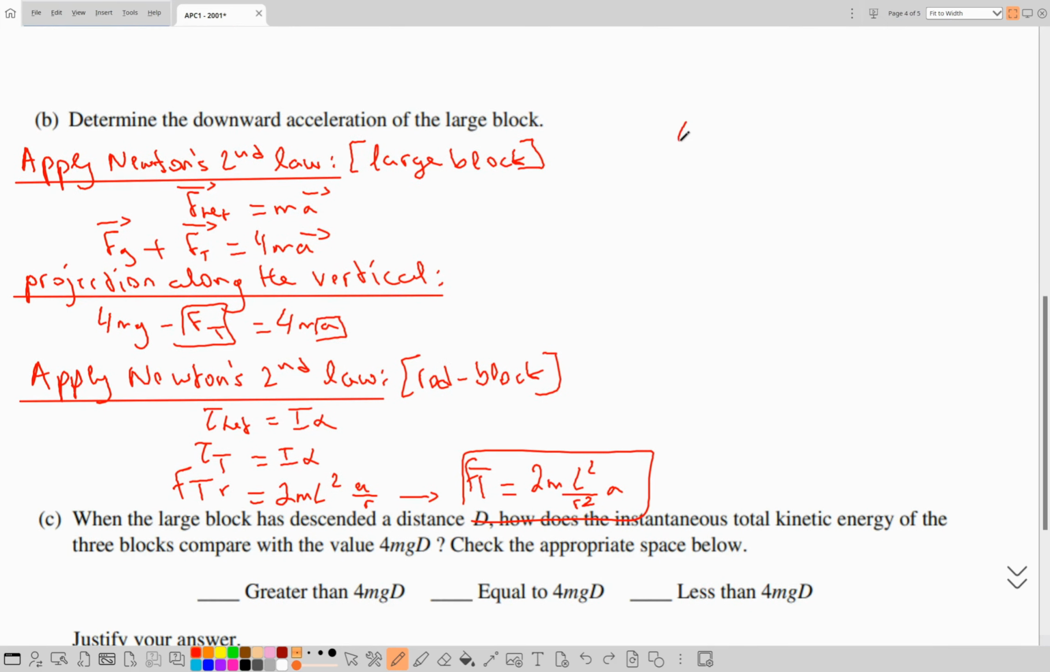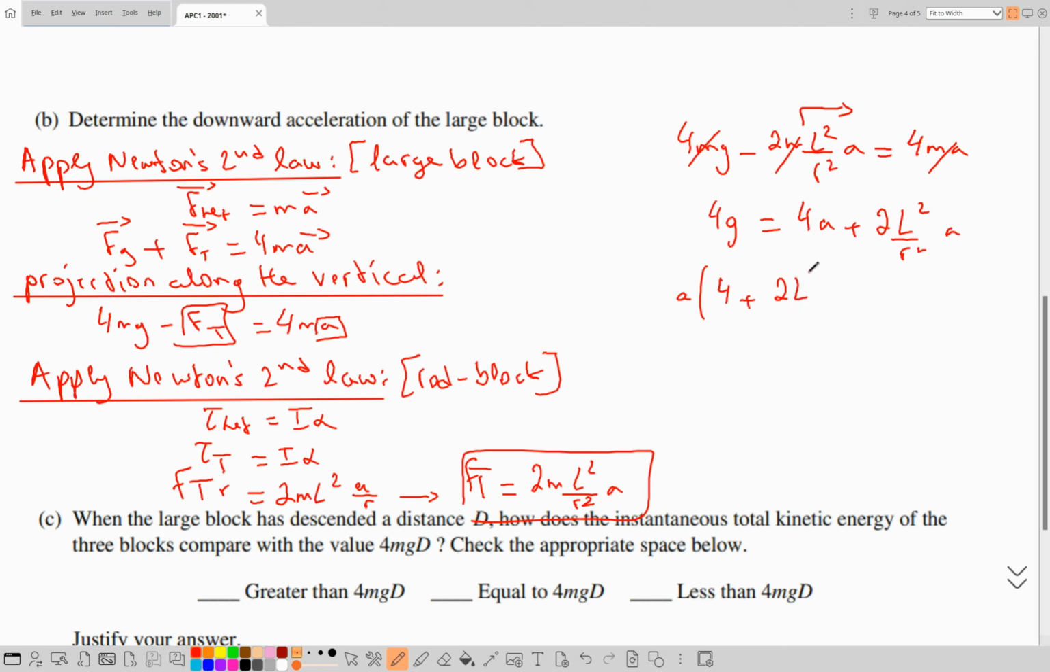So in this case, what do we have? We have 4mg minus the double of ml square divided by r square multiplied by a, given by 4ma. Now we can apply the cancellation effect for the masses, they cancel, and we will move this to the right hand side. So that would be 4g is given by 4a plus the double of L square over R square multiplied by a. Reading the equation from right to left and factoring a, that would be 4 plus the double of L square divided by R square, equal to 4g.